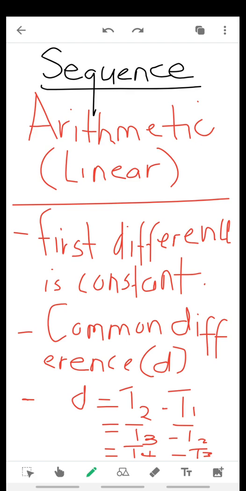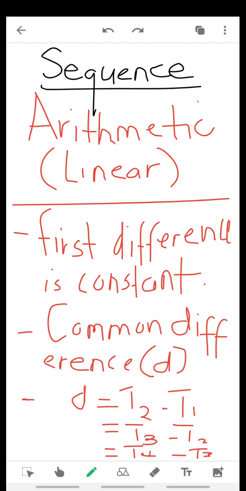term in front minus the term behind. Okay, but only for consecutive terms. That means I can say T2 minus T1. In my example, it will be 4 minus 2, and the answer is 2. Or you can also calculate D by saying T3 minus T2. In my example, it will be 6 minus 4, and the answer is 2.